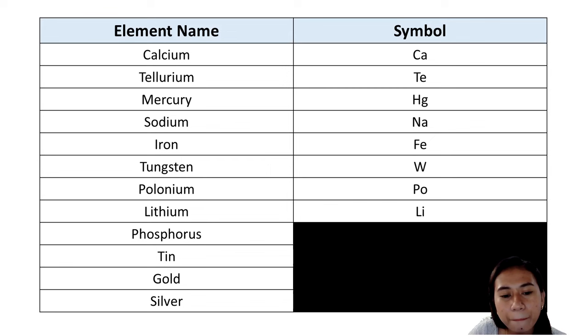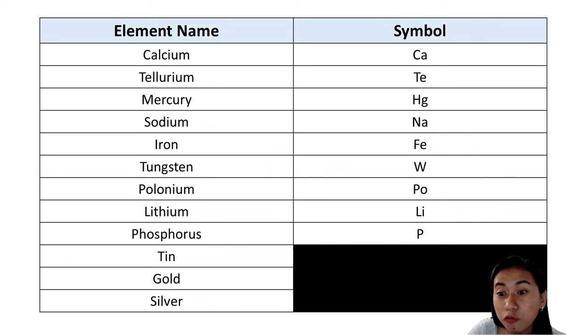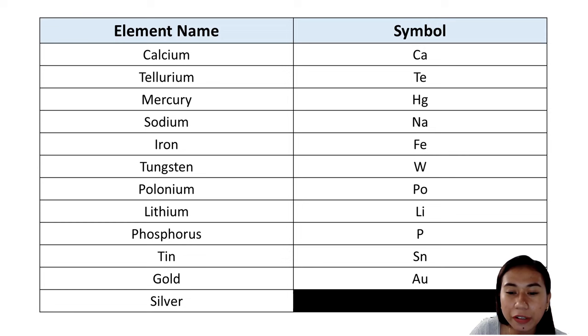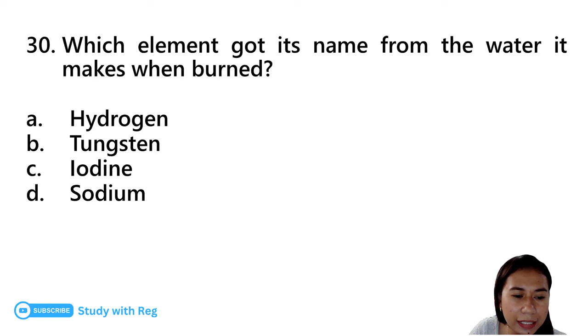Then, phosphorus is P. Ito yung first ever discovered element. Yan, phosphorus, ha? First ever discovered element. Tin is Sn. Gold is, of course, Au. And silver is Ag. Okay? So, sige. Next, number 30, the last one.